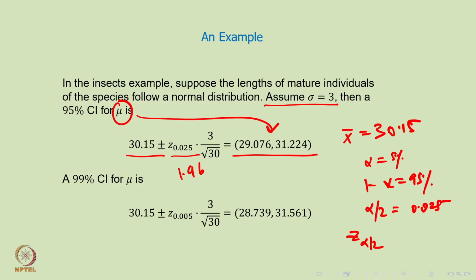Make sense? Similarly, if I change this 95% CI to a 99% CI, the idea is exactly the same, but the only difference is that instead of Z 0.025, you will have Z 0.005 now. And this number happens to be somewhere around 2.68. So instead of 1.96, you have 2.68, but otherwise things remain constant. So the final interval happens to be 28.739 comma 31.561. So this is exactly how you can solve a Z interval.